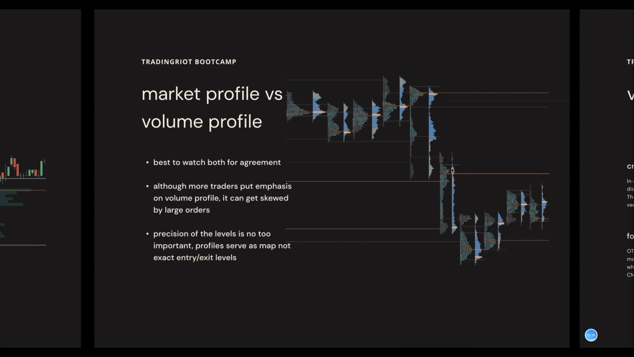This is not a great profile in my opinion. This is the good one. The time and volume POC are at the same level. This is a good one. This is also a great one.